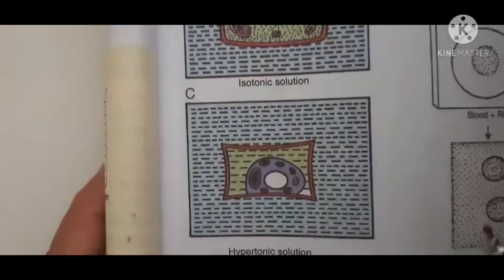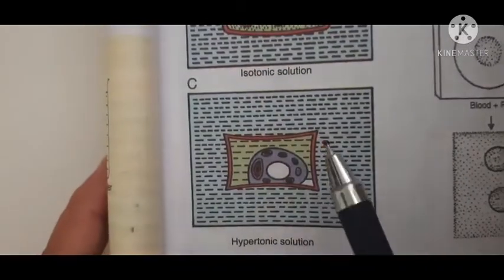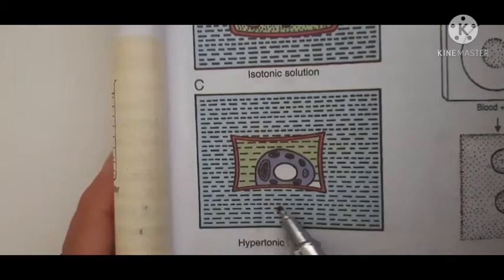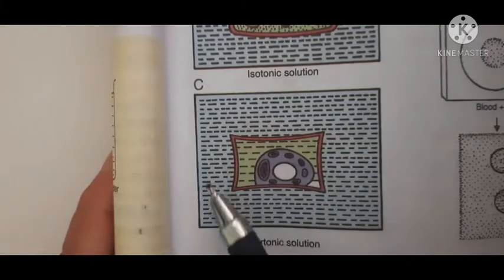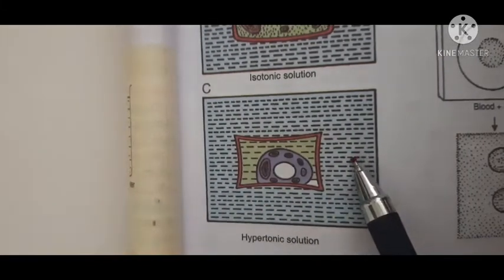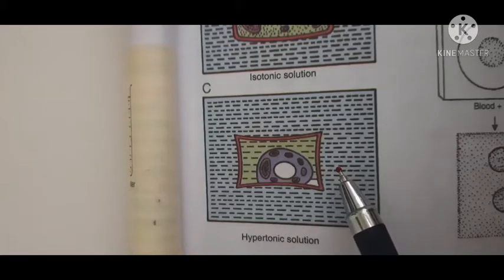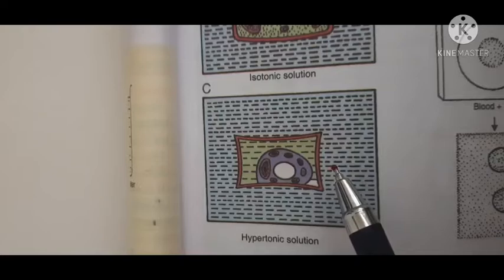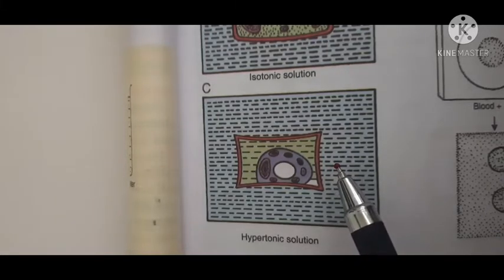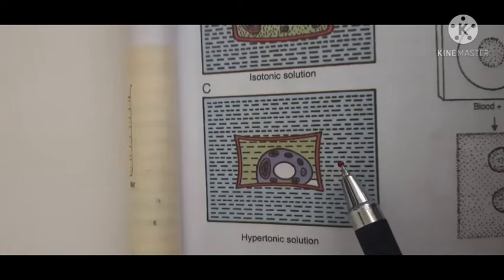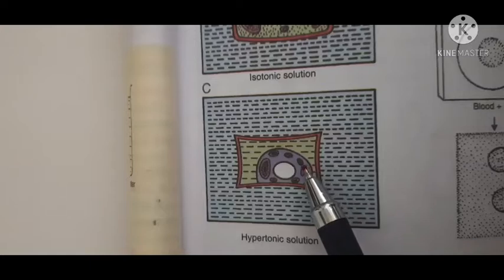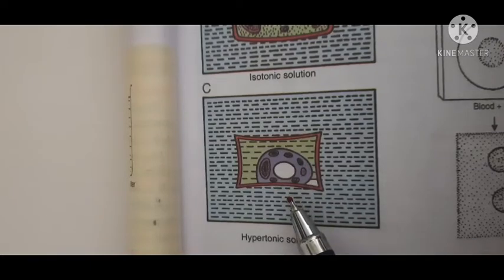Then we come to the hypertonic solution. In a hypertonic solution, what happens? This is a plant cell kept in a solution, and here the solution is concentrated. Let us take the case of a salt solution, where salt is mixed in water. We say it's a concentrated solution. The salt will be more in the water as compared to the cell, so the water is less.